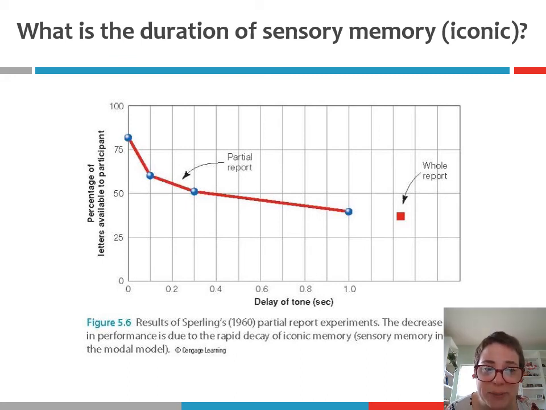So what he found is that they were able to report 78% of the image on average if there was no delay, but this decreased dramatically from 0 to 1 second. And eventually it was just as bad as the whole report procedure, where they're only remembering 38% of what they're asked to report, which in this case was the whole array. Okay.